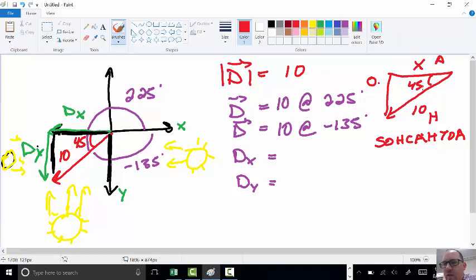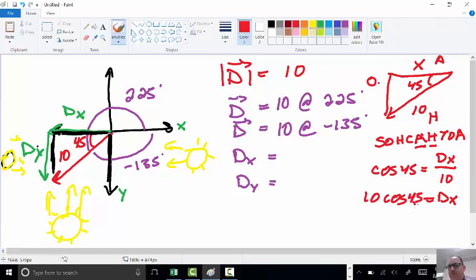So now we can say, oh, cosine. Cosine is the one that deals with adjacent and hypotenuse. So we could say cosine of 45 equals adjacent, which is what we're trying to find out, which in this case is dx, over hypotenuse, which is 10. So therefore dx equals 10 cos 45. And cos 45 is 0.707, so this is 10 times 0.707, which is 7.07.